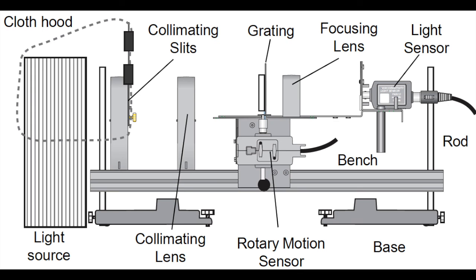Now you have to be aware that because of the symmetry, you should see a left and a right spectrum, and they both should have the same lines. On one side, the spectrum is going to be brighter than the other. So the next step is to connect the interface to the computer and connect the light sensor and the motion sensor to the interface.